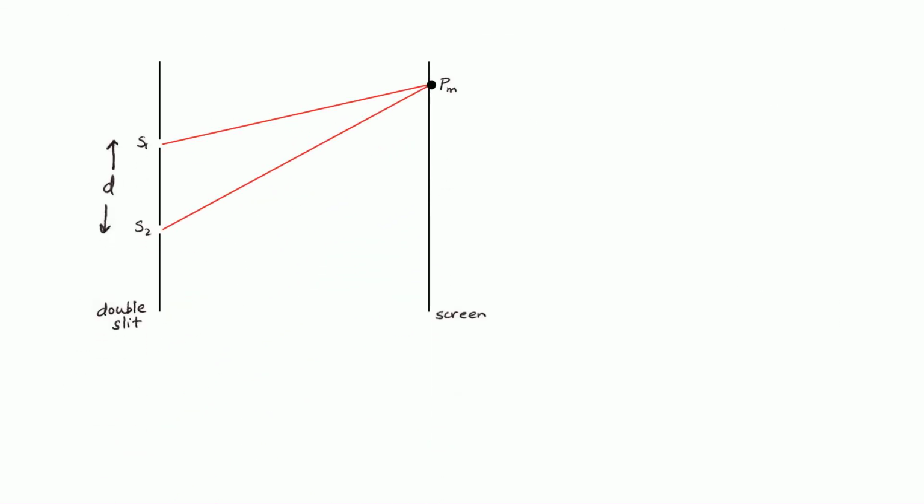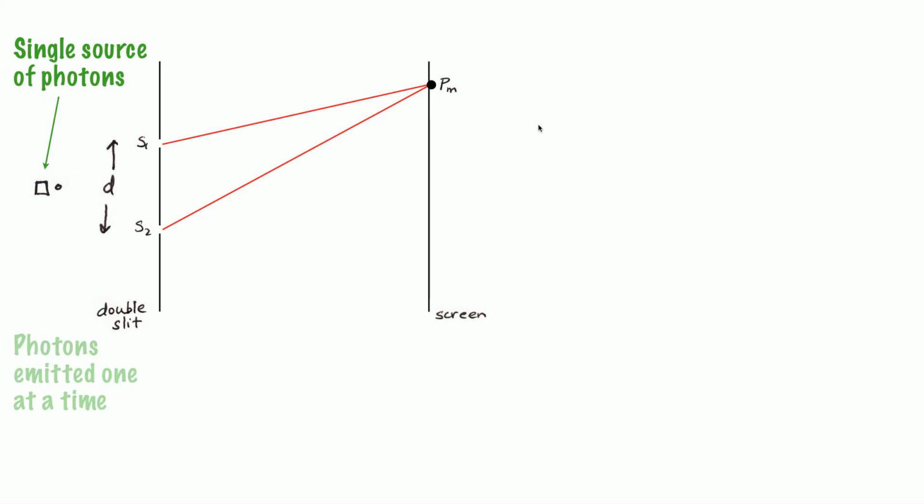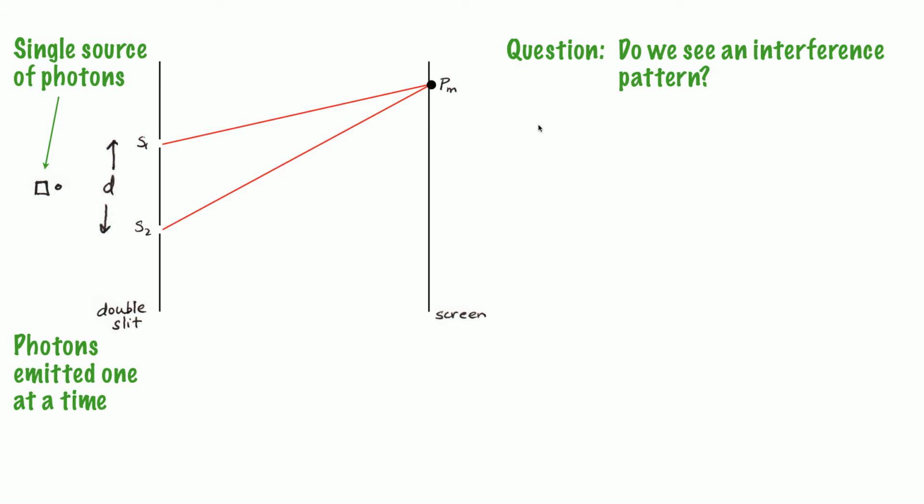Okay, so here is the setup that we had when we looked at Young's experiment. We've got two slits that are separated by a distance d, and they make a maximum over here at this point on the screen. Basically we've got a single source of photons. We're going to fire photons at the slit, and when the photons are emitted one at a time, we can ask the question: do we see an interference pattern?